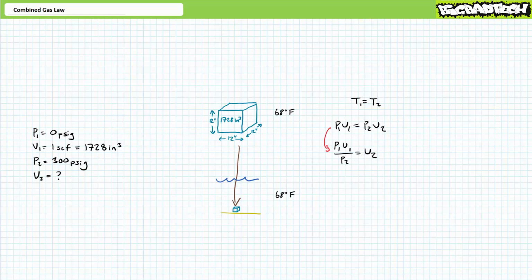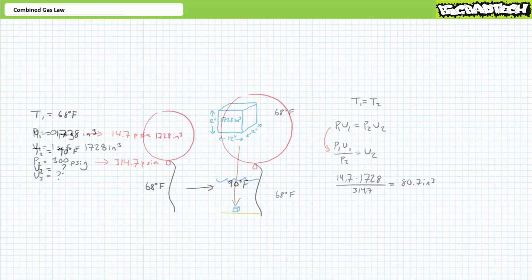Problem is, if we use these numbers in their present condition, we're going to get a garbage answer. We need to convert these gauge pressure readings to the absolute scale. 0 psi gauge is 14.7 psi absolute. Similarly, 300 psi gauge is 314.7 psi absolute. Substituting in these rescaled pressure values and our original volume of 1728 cubic inches demonstrates the original quantity of air has been compressed into a much smaller volume of 80.7 cubic inches, being a cube roughly 4.3 by 4.3 by 4.3 inches.